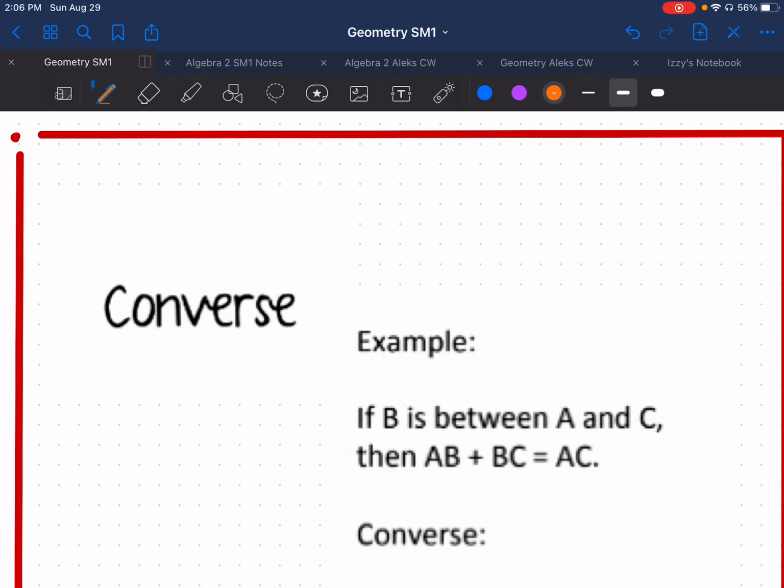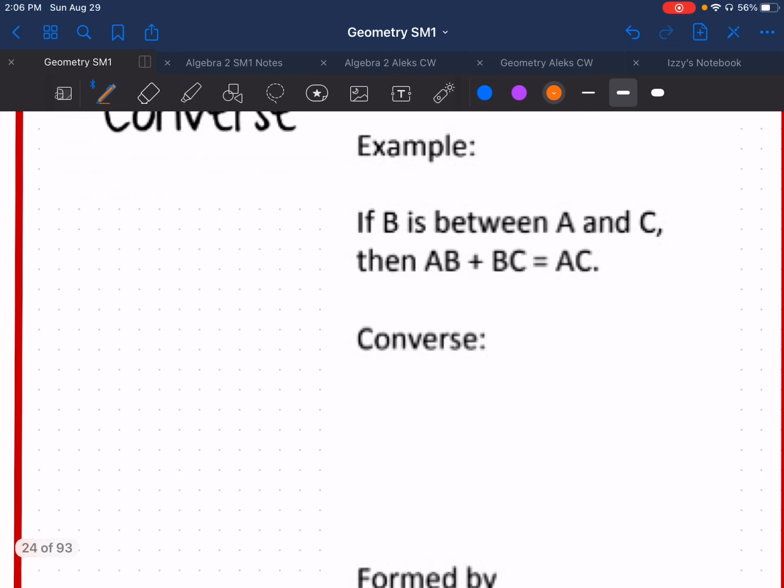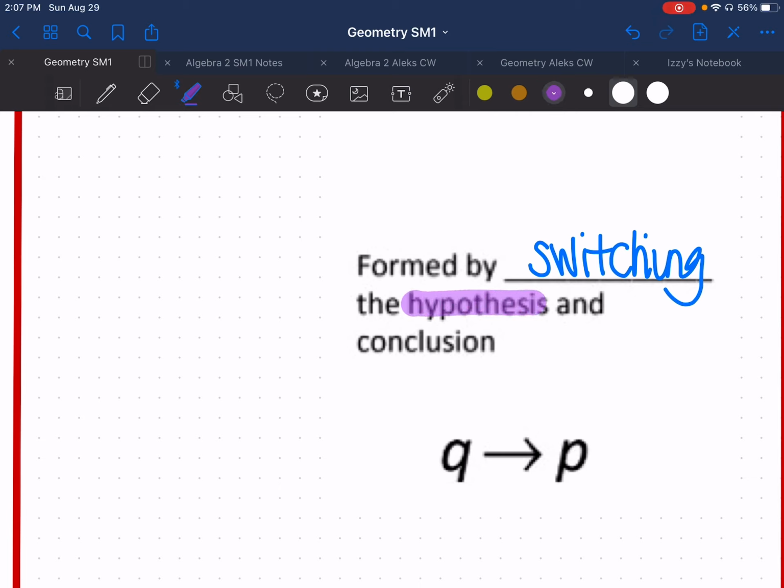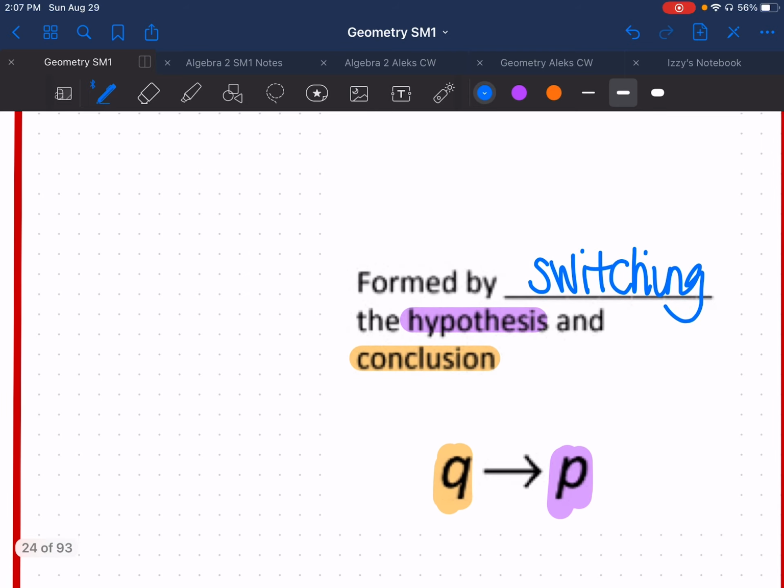There are three different ways that we can change a conditional statement. And let's go ahead and start with the converse. The converse is formed by switching the hypothesis and the conclusion. So once again, we're going to take the hypothesis and the conclusion, and we're simply going to switch them. If the conclusion, then the hypothesis. Now be very careful. You do not want to add any words. You just want to keep the theme, the idea of the conditional statement.